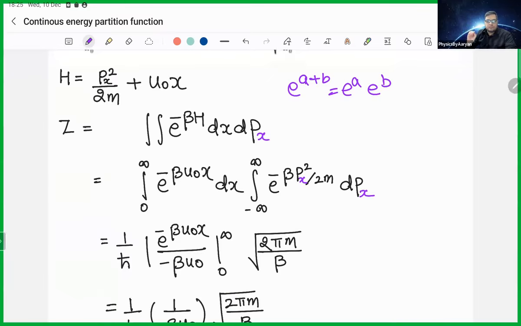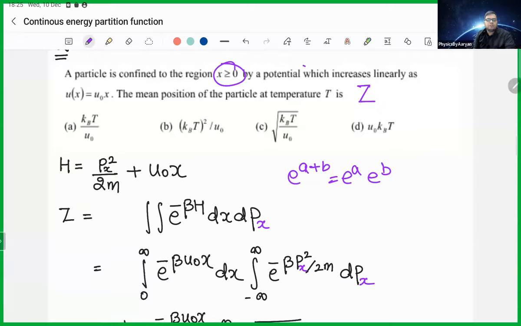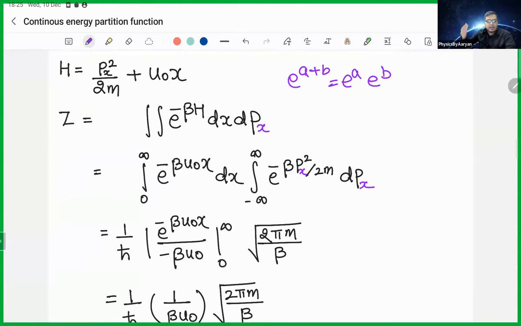Now x is going from 0 to infinity. This is given. Why not minus infinity to infinity? Because it is given that your x is greater than or equal to 0. That is why I am taking that my x goes from 0 to infinity. Similarly, my px goes from minus infinity to plus infinity. Because let's say your particle is from 0 to infinity. Now your particle can be moving towards right hand side or your particle can be moving towards left hand side. So if your particle is moving toward right, it is positive momentum. If it is moving toward left, it will be negative momentum. Although your particle is between 0 to infinity, but the momentum can be right or left. Both is possible. That is why momentum is from minus infinity to infinity.